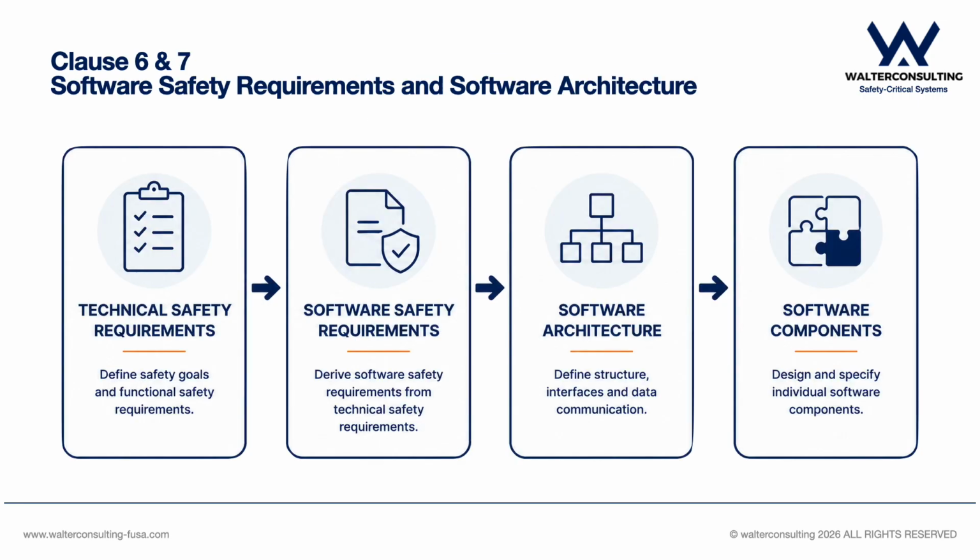Software development begins by deriving software safety requirements from the system-level technical safety requirements. These requirements define what the software must achieve to support functional safety. Once these requirements have been established, engineers create the software architecture. Major software components are identified, responsibilities are allocated, and interfaces are defined. The software architecture provides the blueprint for all later implementation activities. The next step is transforming this architecture into executable software.